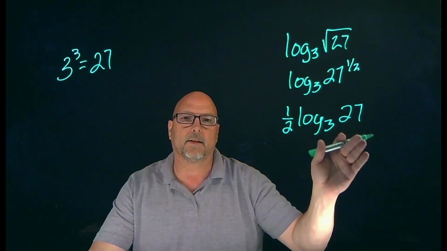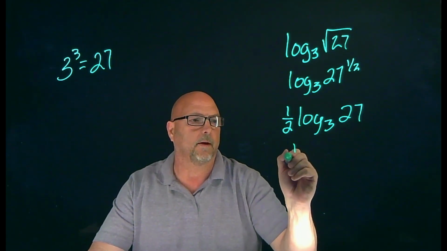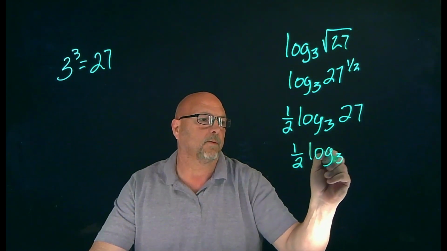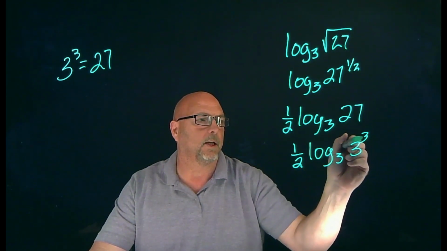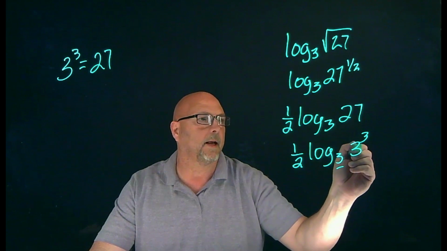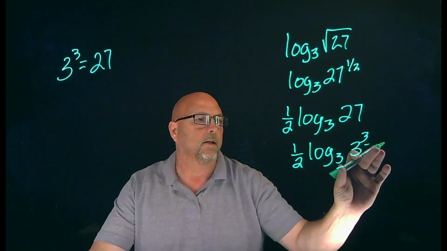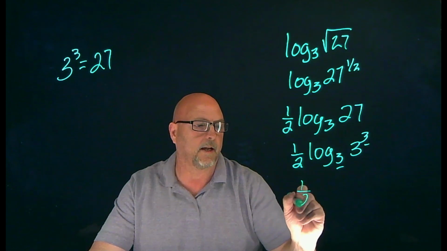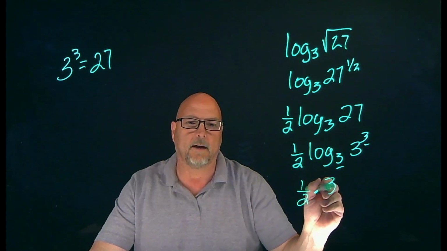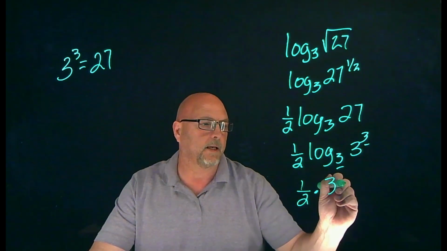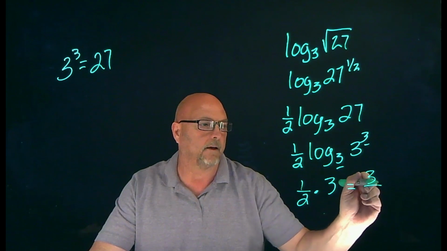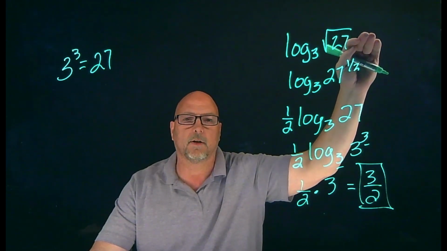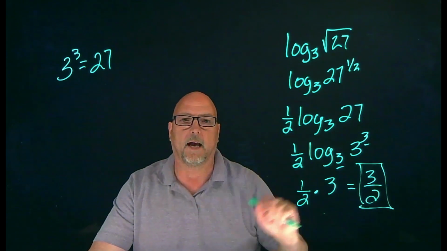And 27 is the same thing as 3 cubed. So I'd have 1/2 times the log base 3 of 3 cubed. So when this number and this number match, my argument becomes the simplification. So I'd have 1/2 times 3, which becomes 3/2. So the simplified answer to this expression up here is 3/2 down here.